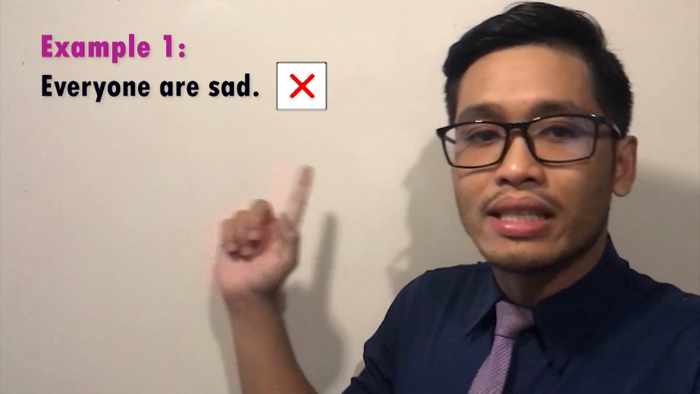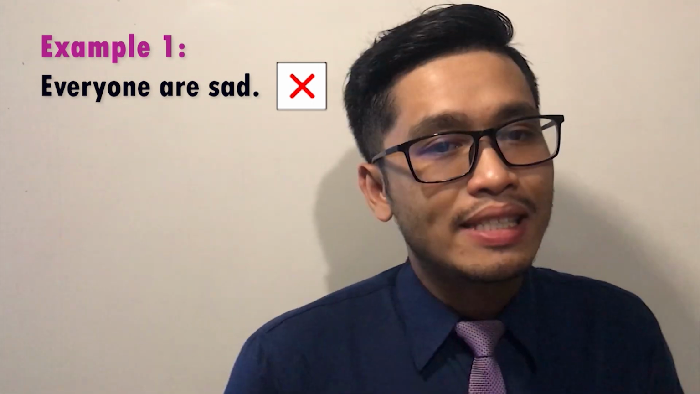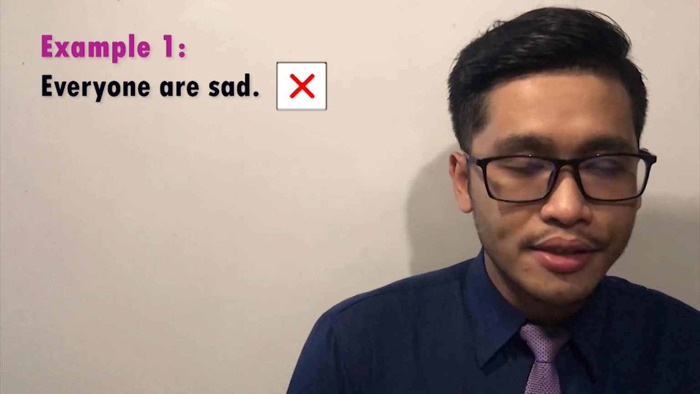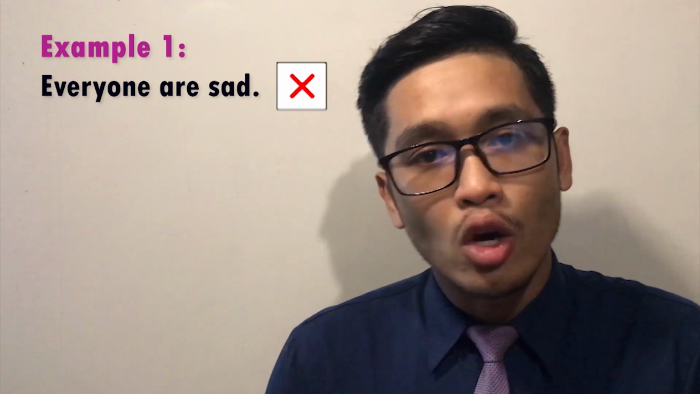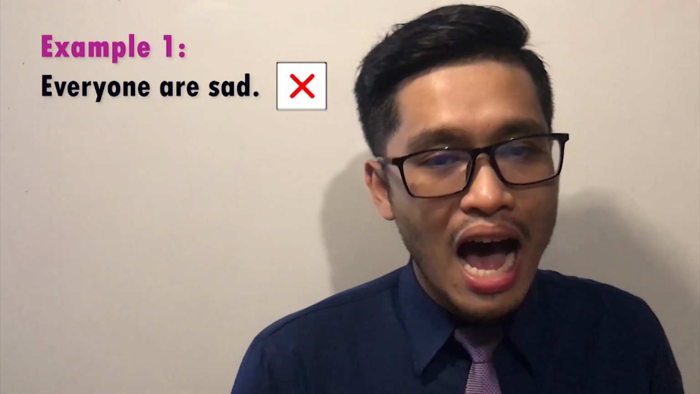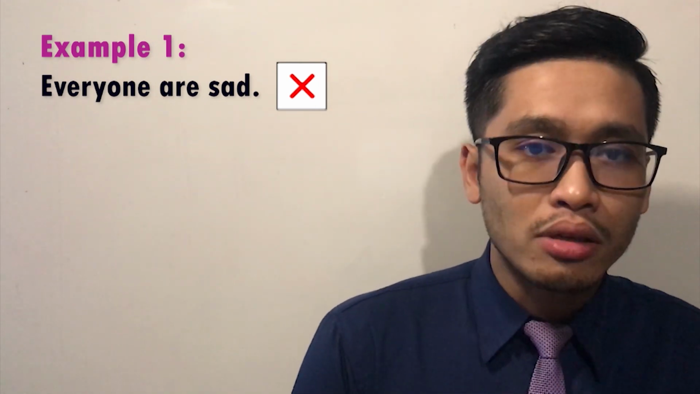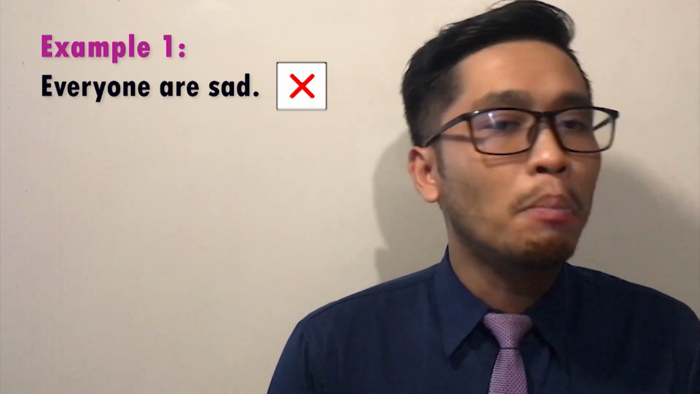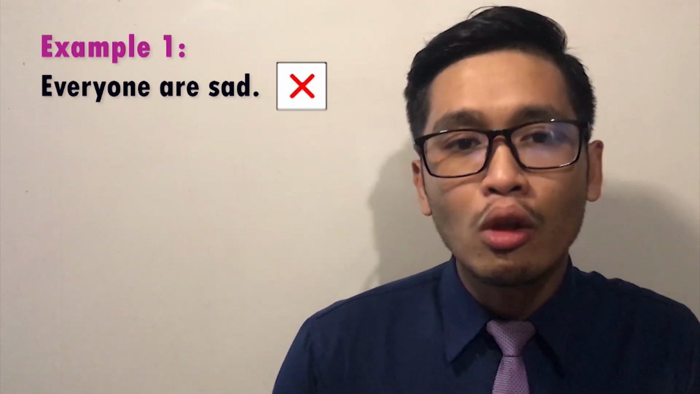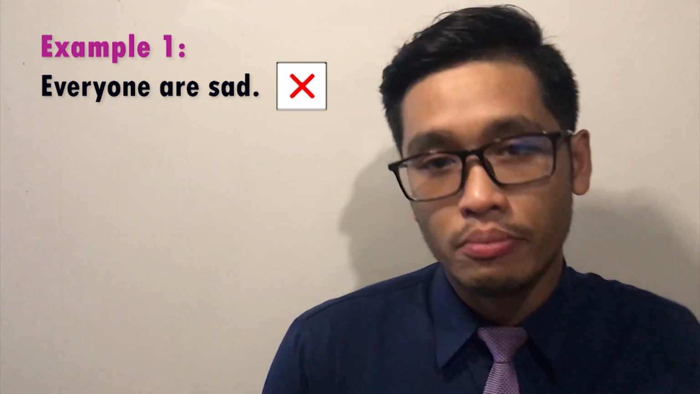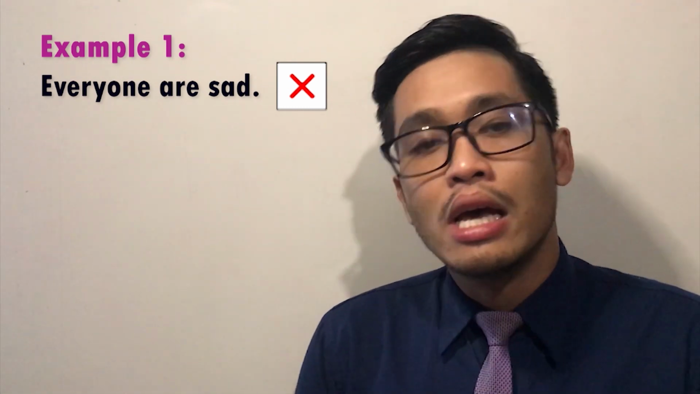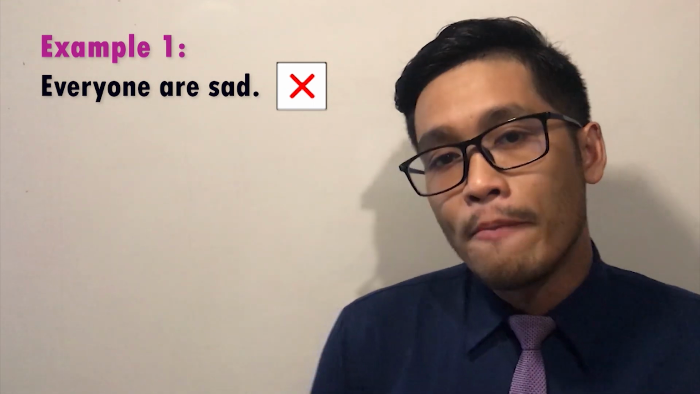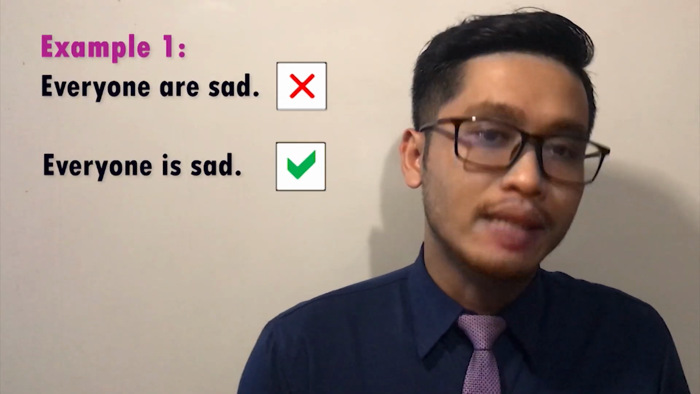So this sentence, everyone are sad, is not correct. The reason is that the verb to be here, are, is not a singular verb. Are is the plural form of the verb to be. So we have to change are here to is. So the correct sentence here is everyone is sad.